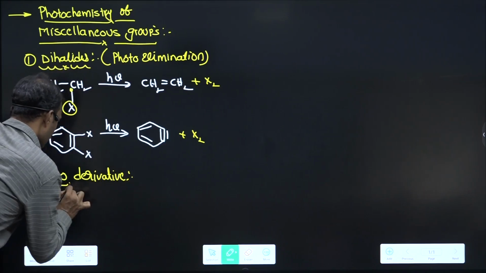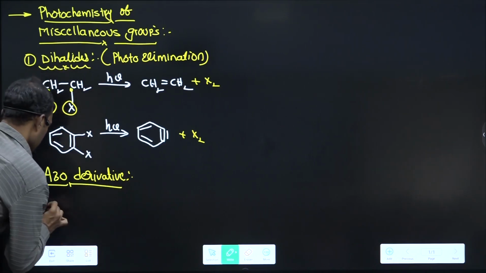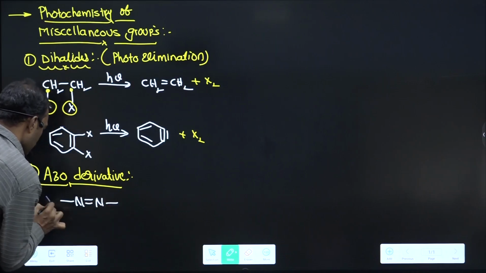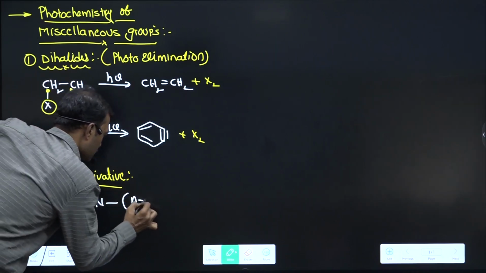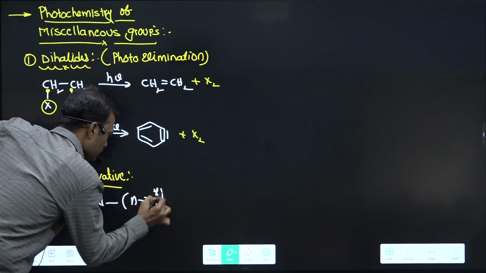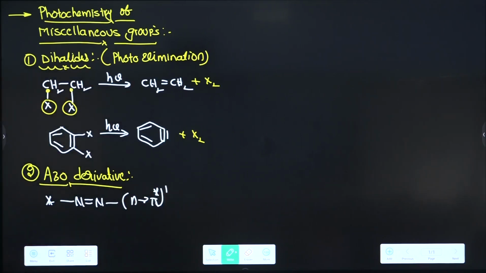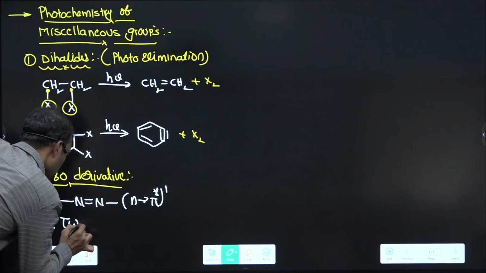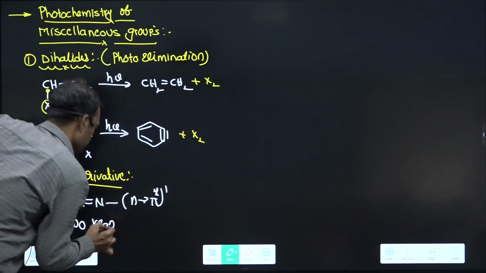Azo derivative. Nitrogen double bond, this is an azo derivative. Here the reaction excited state is N2 pi star singlet. Azo derivative, the nitrogen double bond is there. That is called azo, and they have an N2 pi star singlet excited state. So they will show nearly two reactions. Two reactions are possible.